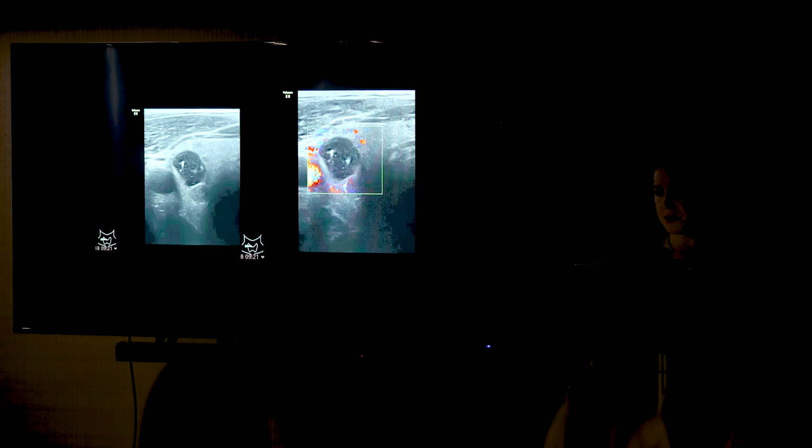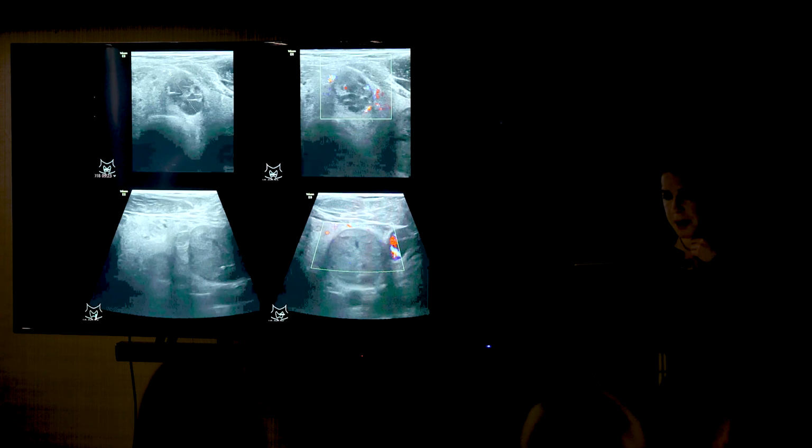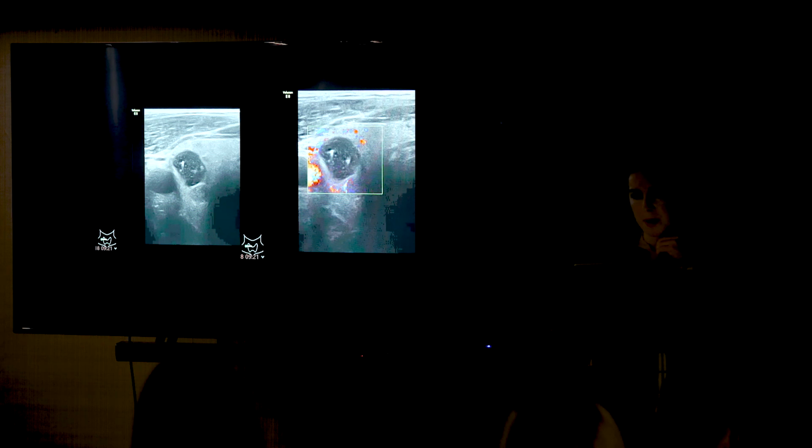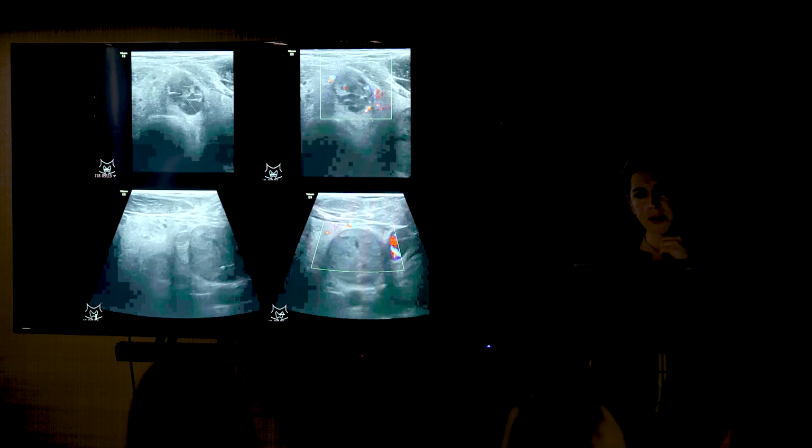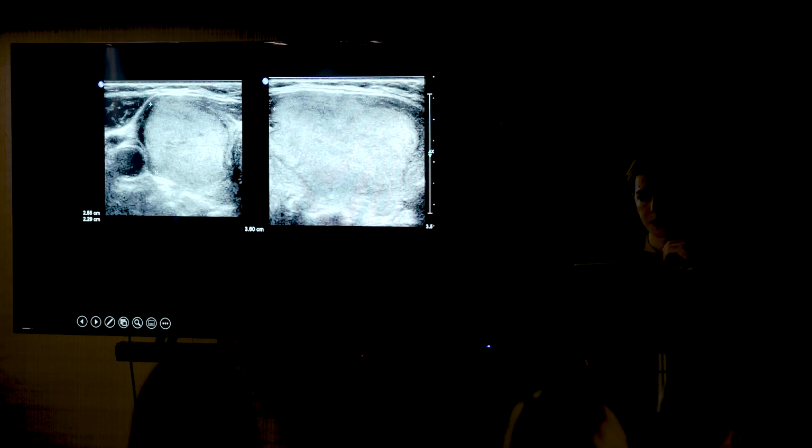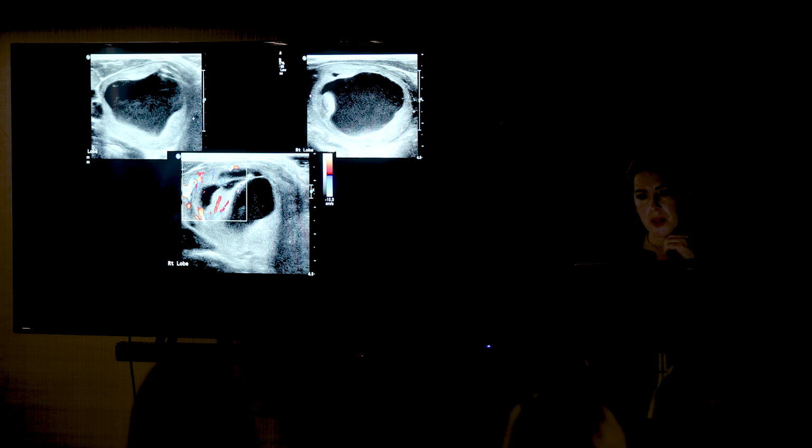Okay, what U value would you give this one? Then we have all on the same patient. So this is the right lobe. We want a U value. This is the left side of the isthmus up here. U value, would you FNA? And this is the lower pole of the left lobe here. U value to FNA or not? I think I'll show you the last one, then we'll go through what the histology showed.